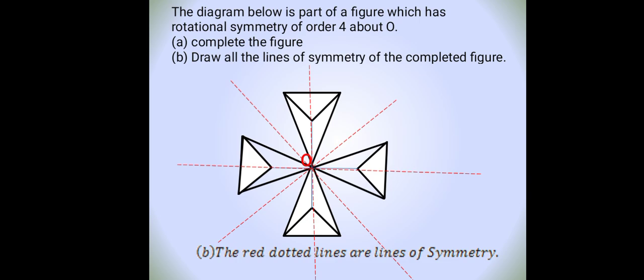The diagram below is part of a figure which has a rotational symmetry of order 4 about O. A. Complete the figure. B. Draw all lines of symmetry of the completed figure. Now that diagram had only one part that looks like a kite with a triangle in it. So the other 3 parts I've drawn to complete the diagram, and then the dotted red lines I've inserted there show the lines of symmetry of the completed object.